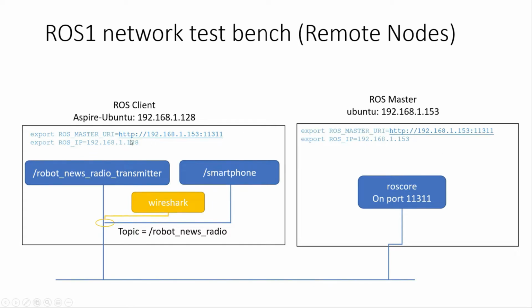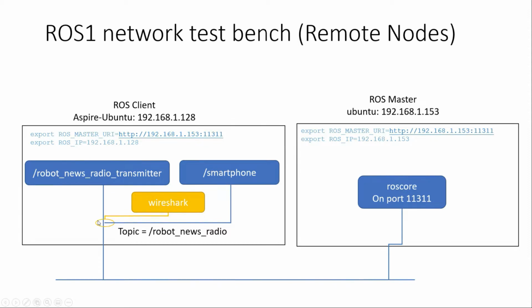Then on the client, to make sure it's using the ROS master on this other machine, I changed the export of the ROS master URI to point to 153, which is where the ROS master is now located, and also told it to use an IP address rather than the host name. Again, takes DNS out of the picture, so I don't have to worry about DNS doing anything weird here. So it's going to communicate to the ROS master with the actual IP address rather than the host name.